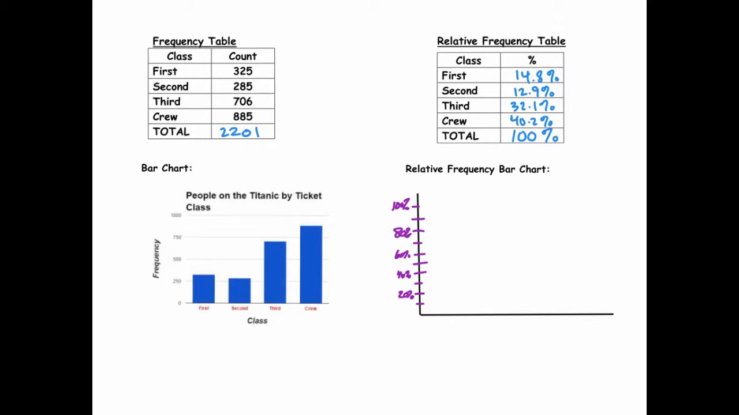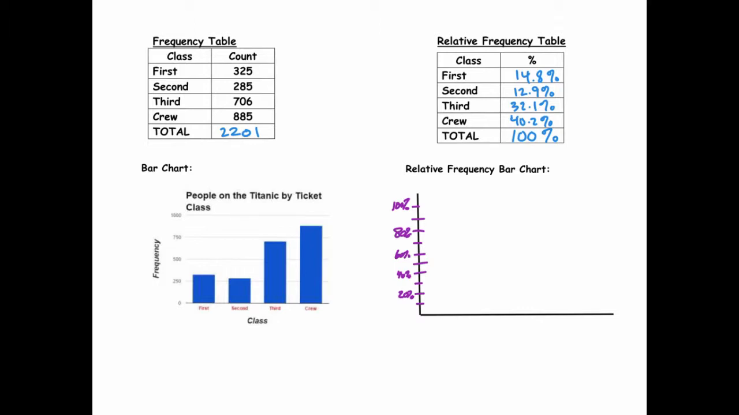And from this visual, you can see that there are a greater proportion of people on the Titanic who are in the crew, followed by people in third class, and then first and second. So that's a little bit easier to see here in the visual, and you can even compare at a quick glance more easily than you can in the table.